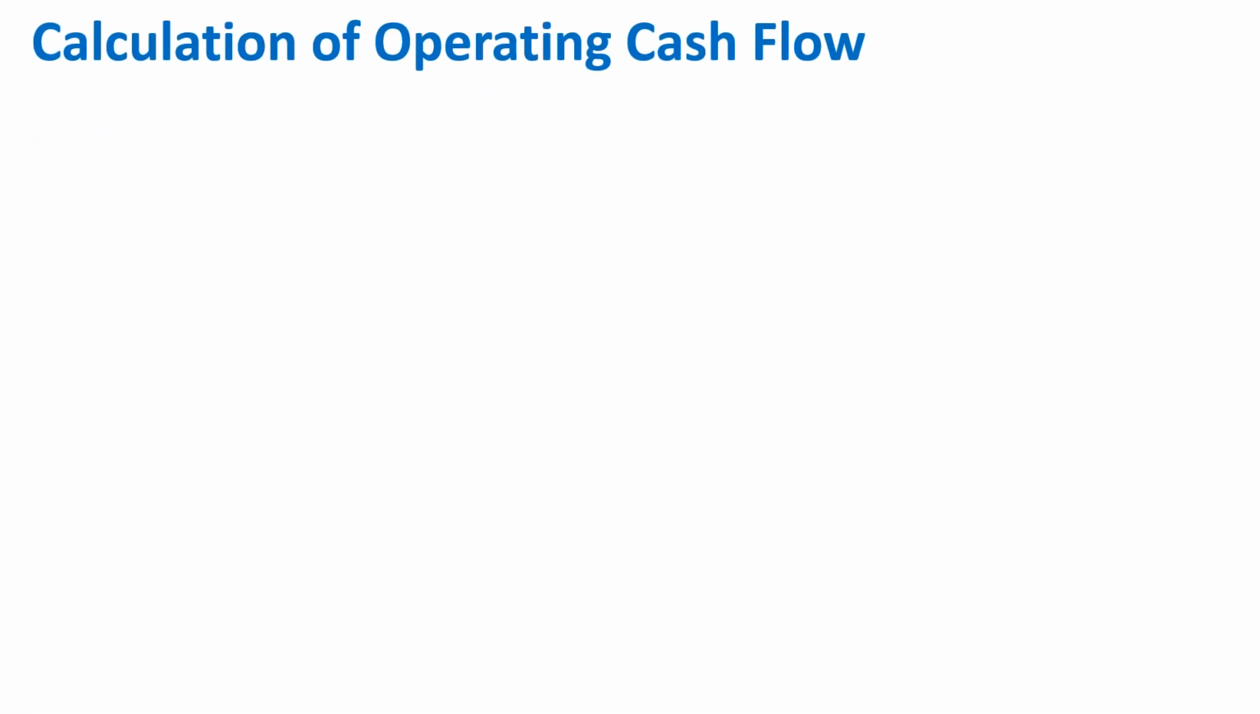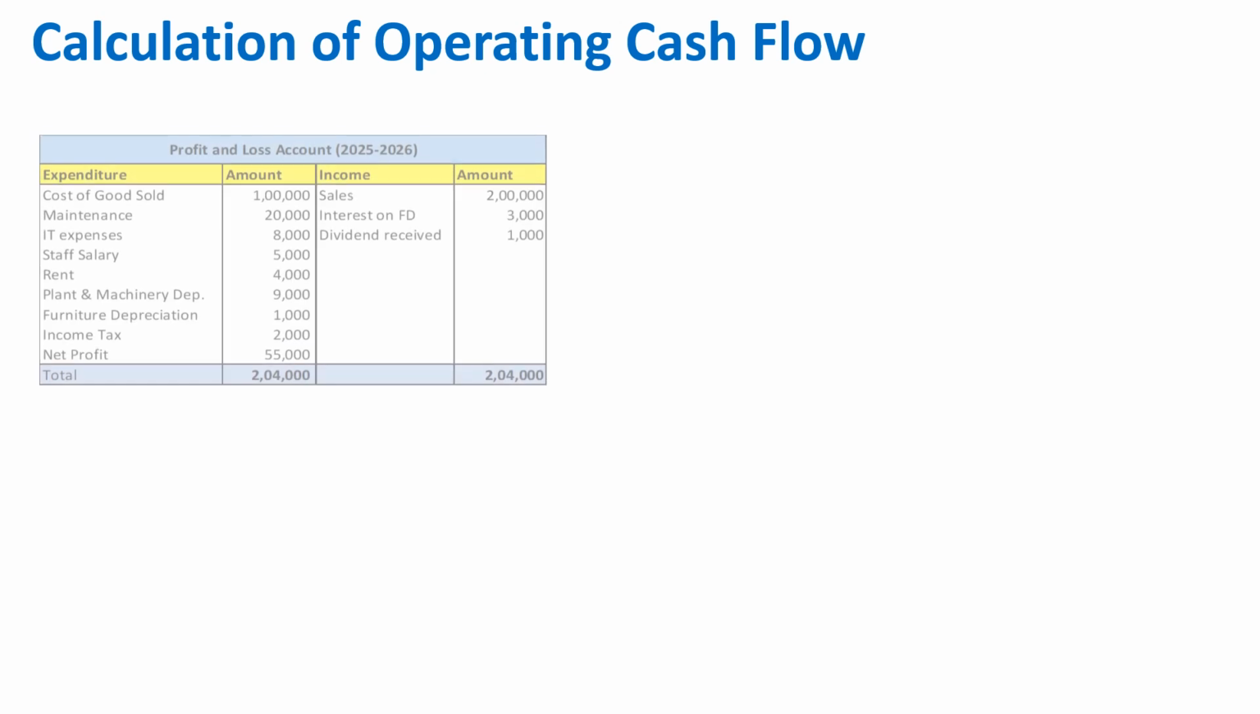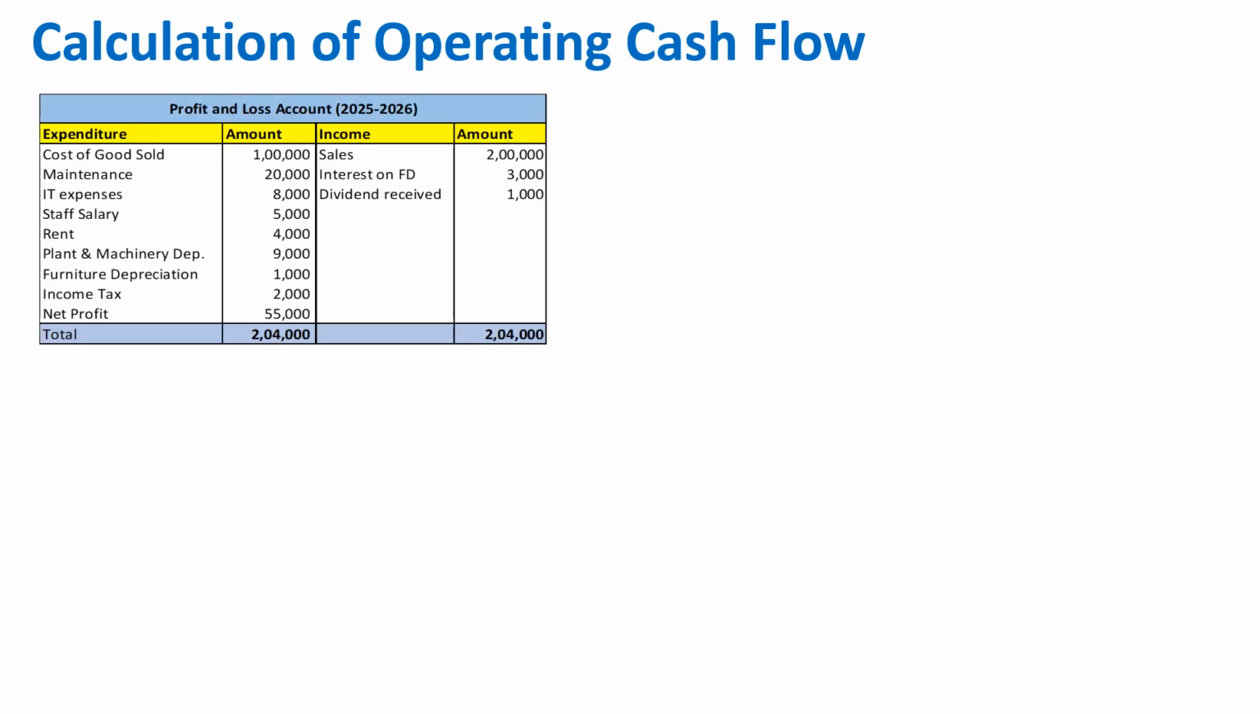Now I am going to show you a practical example of how the cash flow statement is prepared when you have data of P&L and balance sheet. The profit and loss account, this is for the full year 25-26. That means 1st of April 2025 to 31st March 2026. And let's see what is there in the expenditure and what is there in the income.